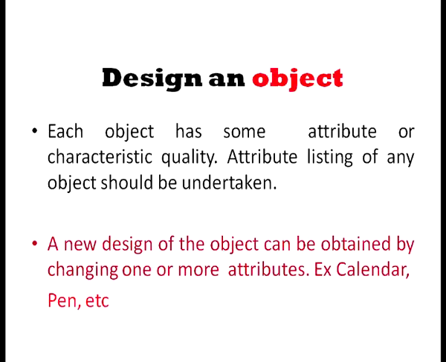And once this has been done, you can change one or more attributes, and then you get a new design. It is so simple. You list the attributes and then change one or more attributes. Let us see by an example. Suppose you have a calendar.